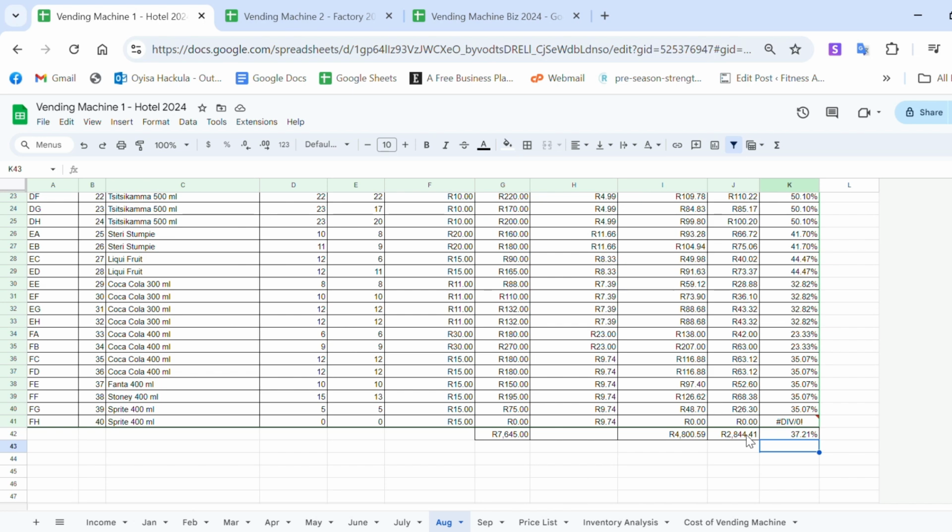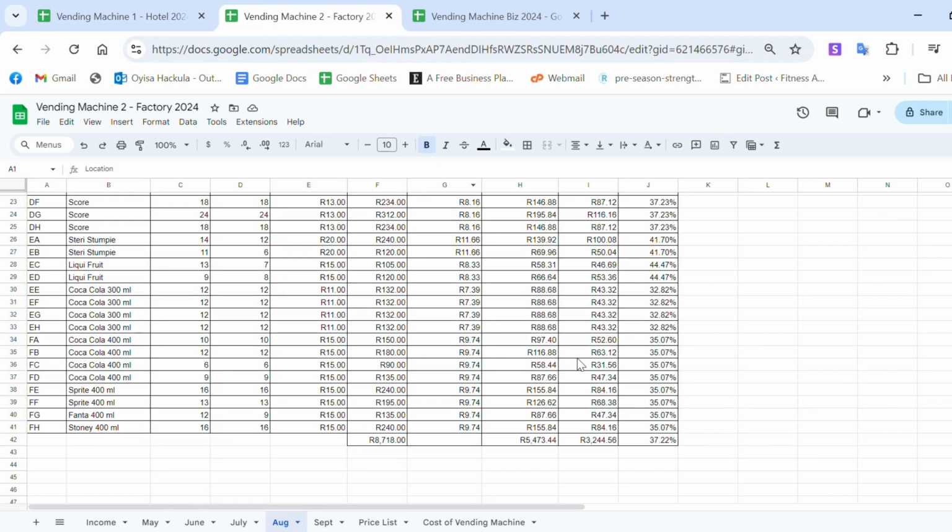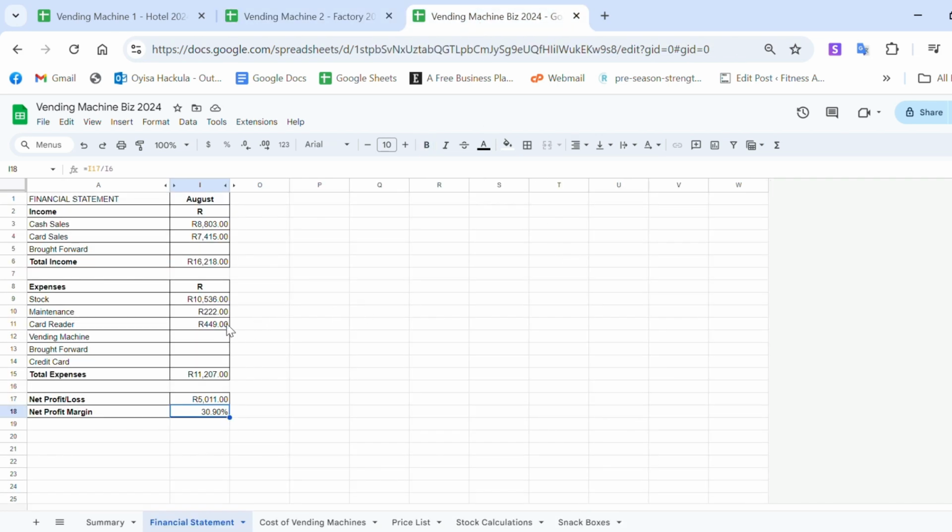So yeah, and that's why it makes sense that for the total income of the month, I made 5,000 in profit. And this is basically how I calculate my income. And with the 5,000, that's around 30% profit for my business. And if we're looking at 2 vending machines, we're looking at 2.5 per machine.